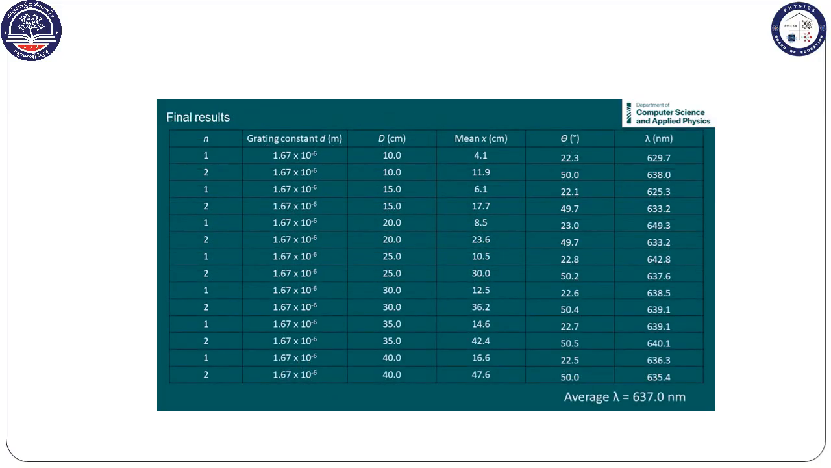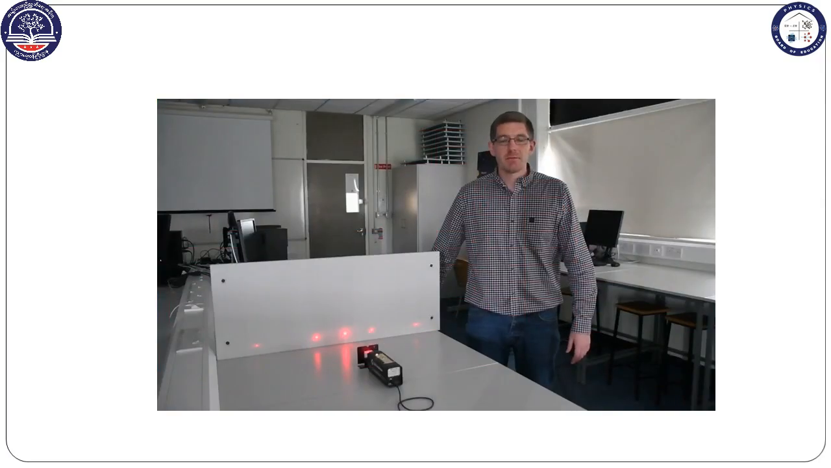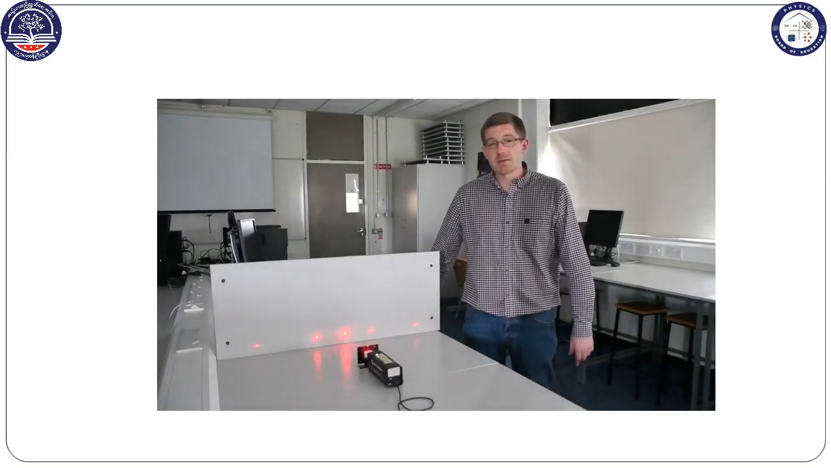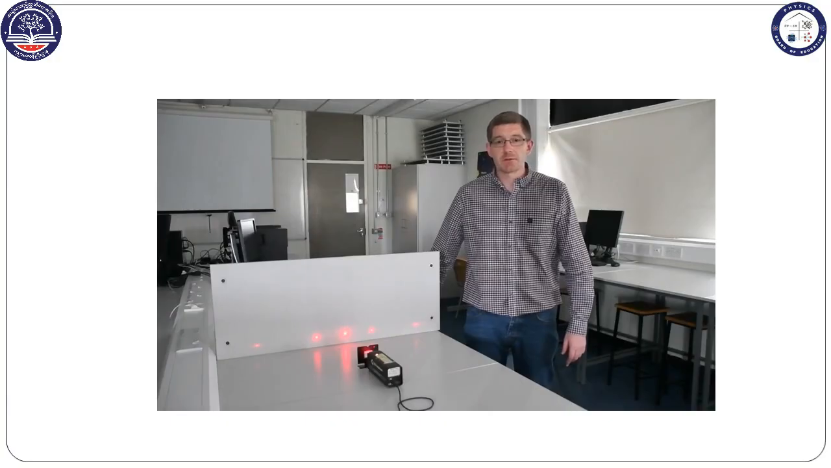This last table shows all of our experimental results combined. Our average value for the wavelength of the laser was 637 nanometers. And that's how we measure the wavelength of monochromatic light. The actual wavelength of this laser is 633 nanometers, so our values were quite close.